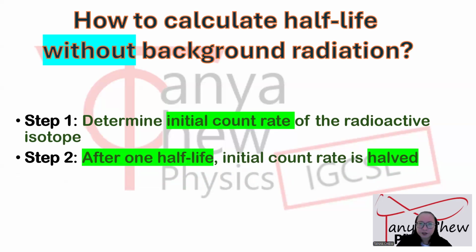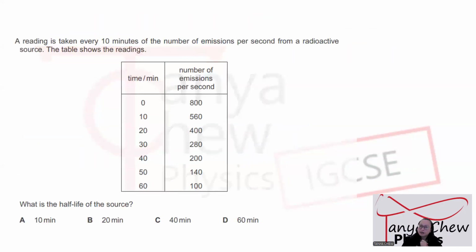I'm going to use some past year questions here to discuss. Look at this, one of these past year questions right here. A reading is taken every 10 minutes of the number of emissions per second from a radioactive source. The table shows the readings. What is the half-life of the source?